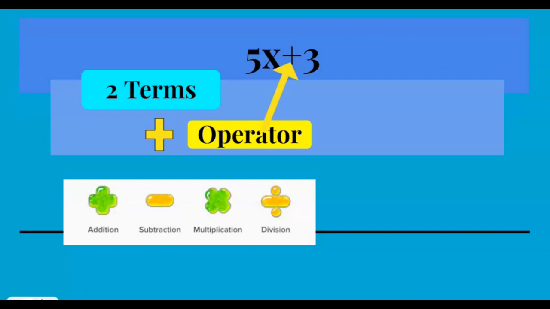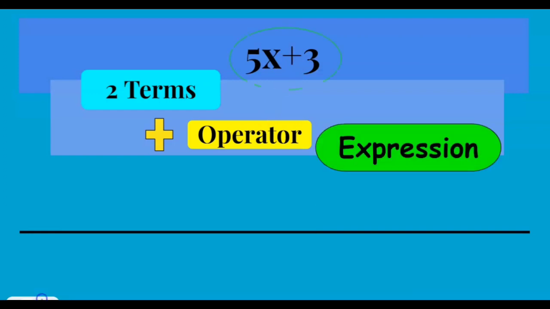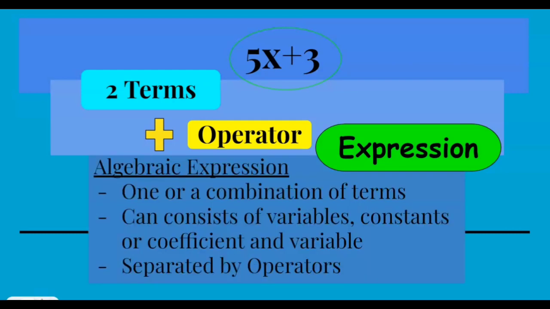When we have a term or terms plus an operator, we get what is called an expression. So we have 5x plus 3, it becomes an expression. Algebraic expressions are one or a combination of terms. They can be variables, constants, or coefficients and a variable. Expressions are formed when we have terms being separated by an operator.